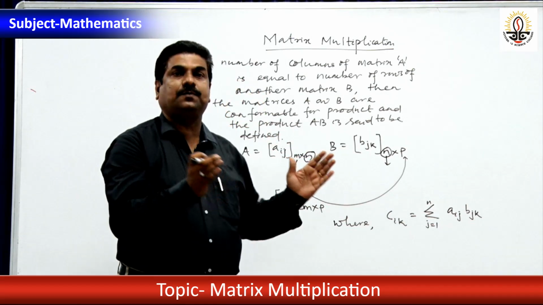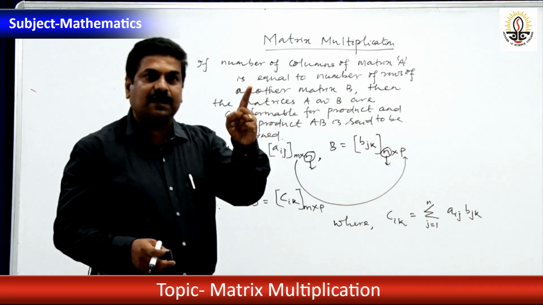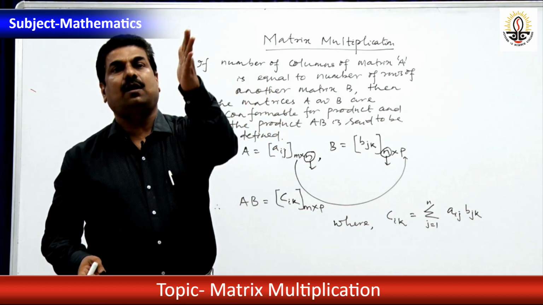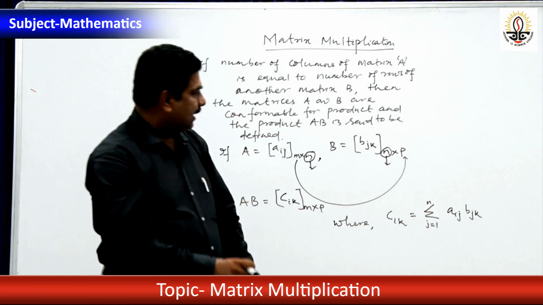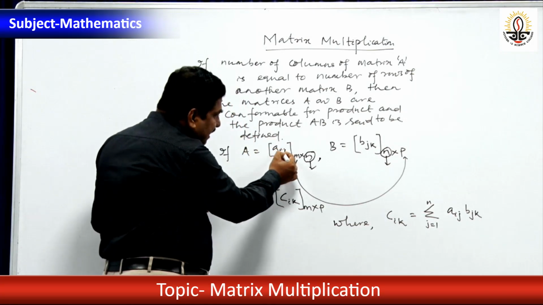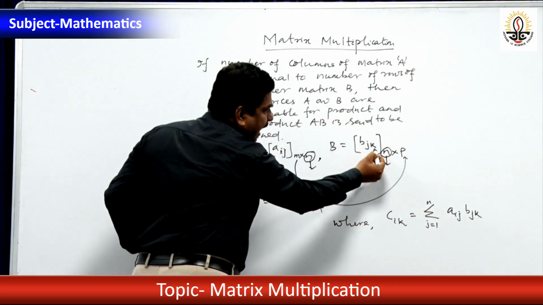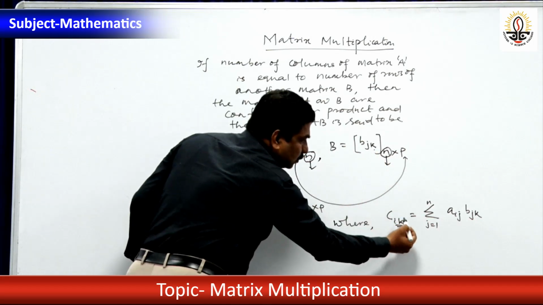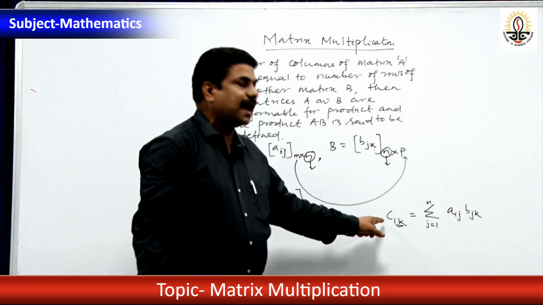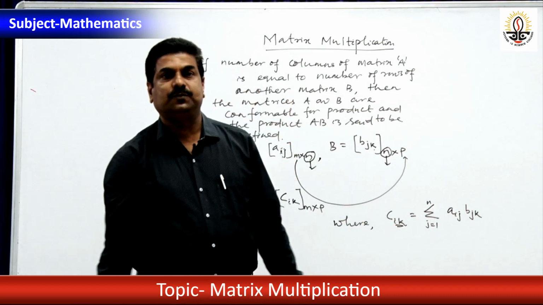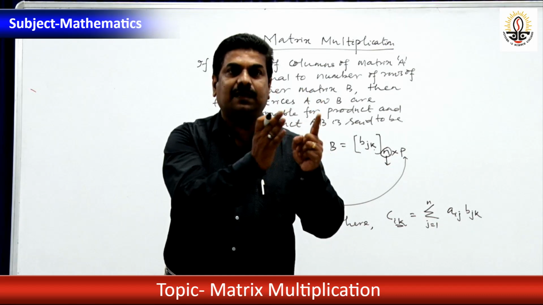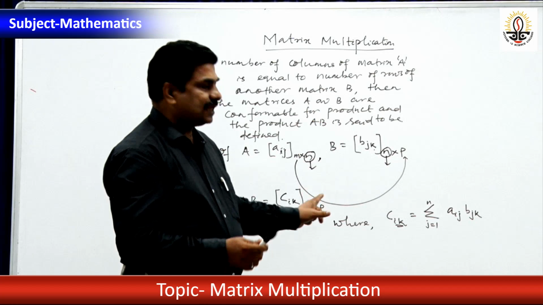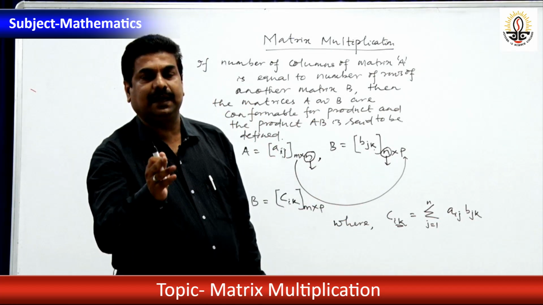That means the product AB is the sum of the products of the ith row of matrix A with the kth column of matrix B. The multiplication is produced between i and k. That means Cik is the sum of the product of the ith row of matrix A with the kth column of the matrix B.